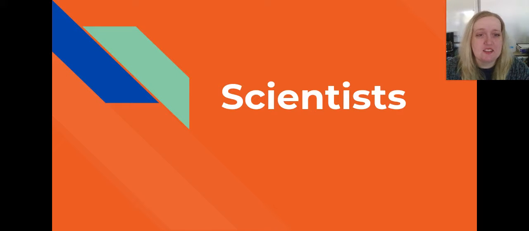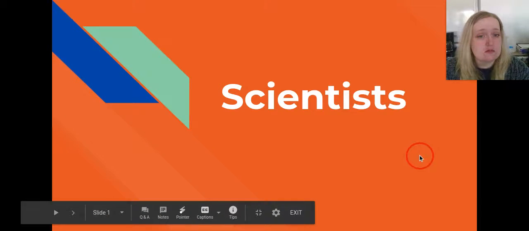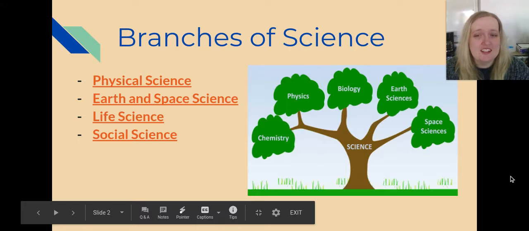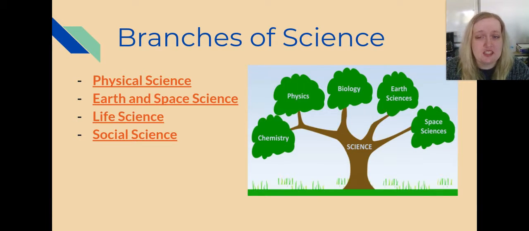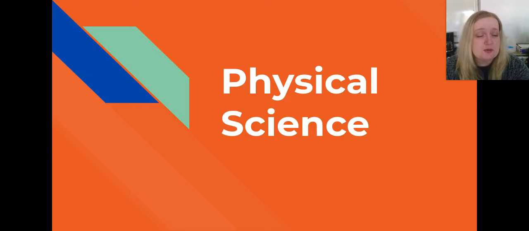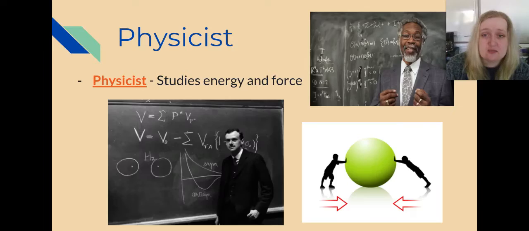Today I'm going to talk about the different scientists PowerPoint that was posted yesterday. Just a little review from last week. We talked about the different branches of science. So the different branches include physical, earth and space, life, and social science. So this PowerPoint is actually split up into those sections again, and they have some scientists that would fall into each of those categories. So first one, we're going to talk about physical science.